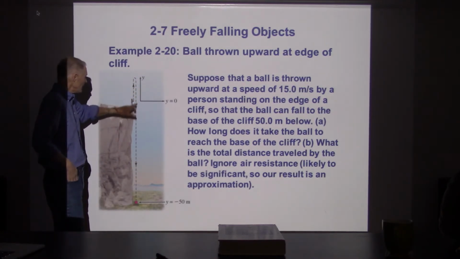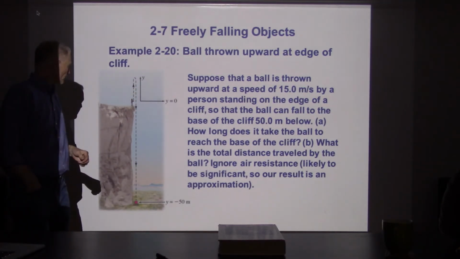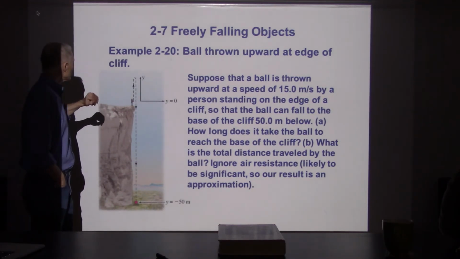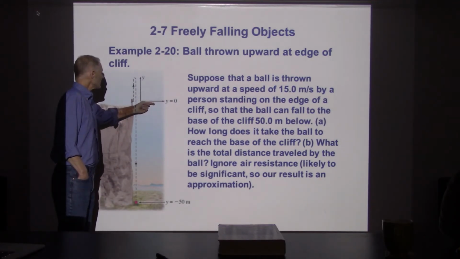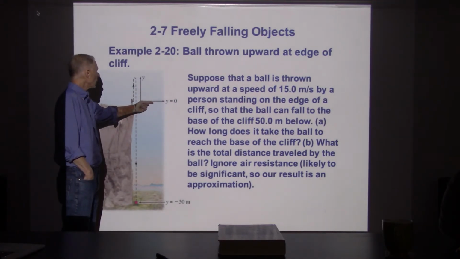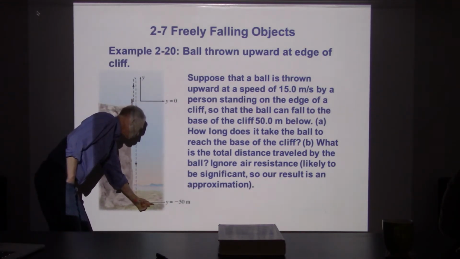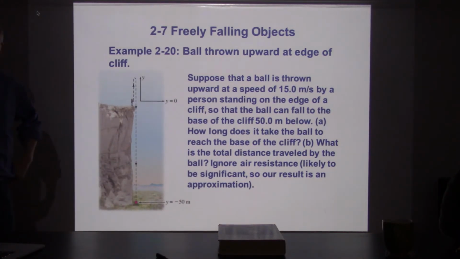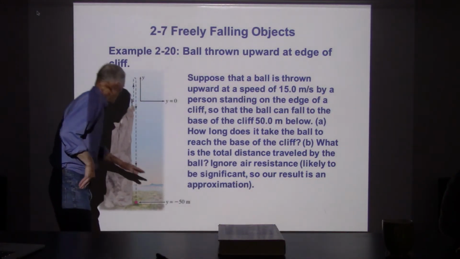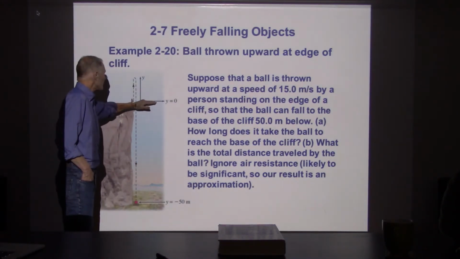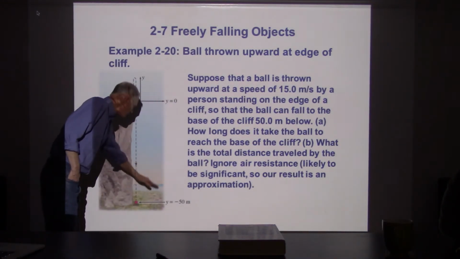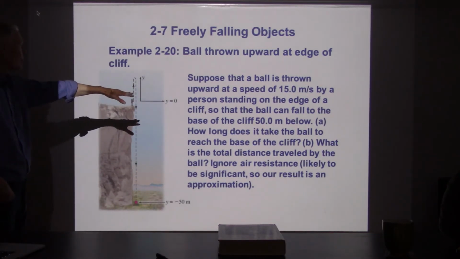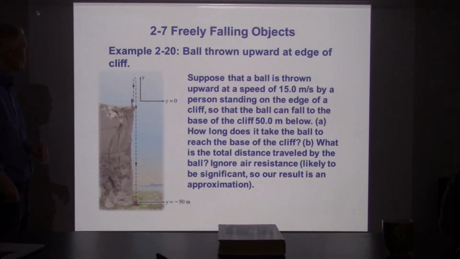Now it does stay in the air longer because of that. Let's see, what else have they done? Oh, so they've set up an interesting coordinate system here. They've decided to go ahead and call this y equals 0 and let this be y equals negative 50. So that's a creative use of a coordinate system. They did not have to say this was at 0 and this was at 50. They decided to say this is at 50 and that's at negative 50. So that matches up. The cliff is 50 meters high.